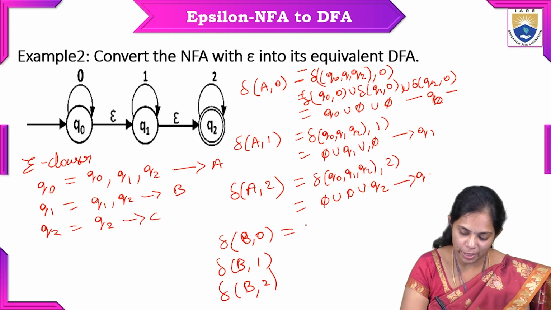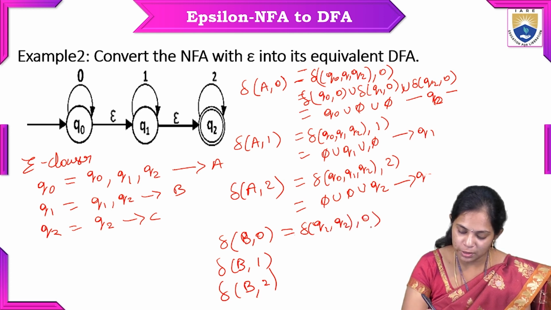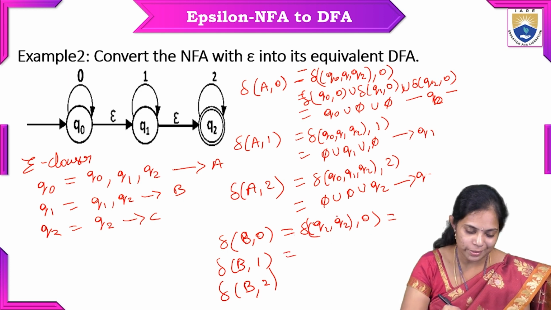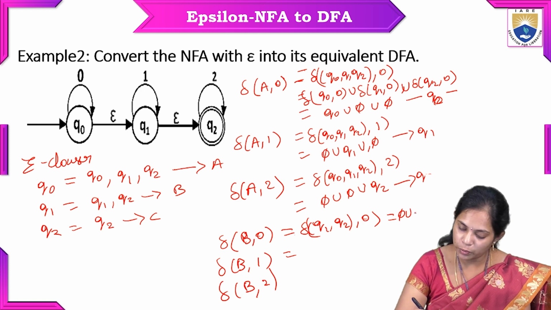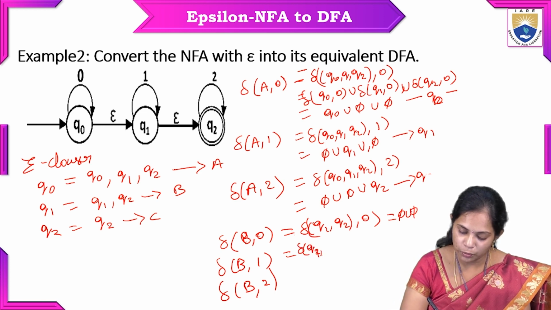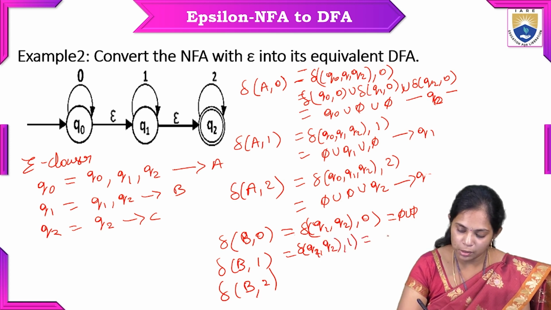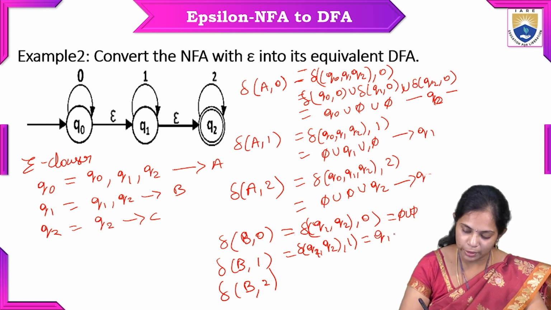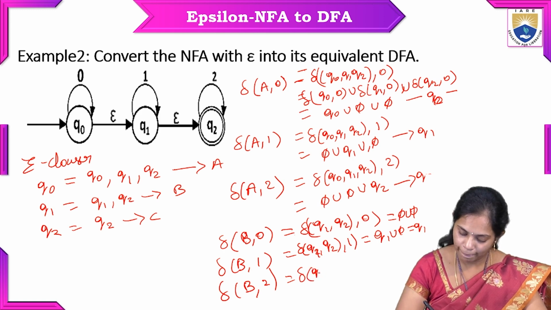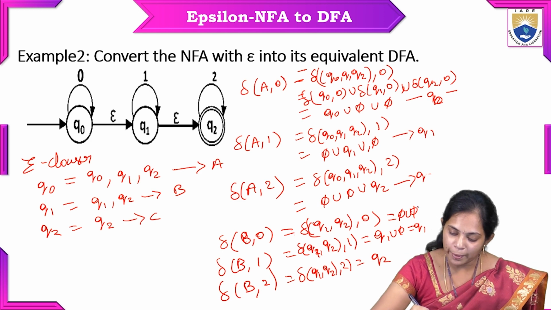For every input symbol we have to find the transition. So for Q1, Q2 with input symbol 0: Q1 with 0 is phi, union Q2 with 0 is phi, nothing. For Q1, Q2 with input symbol 1: Q1 with 1 is reaching Q1, union Q2 with 1 is nothing, so only Q1. And for input symbol 2, finally it is Q2 only; it is having Q1, Q2.